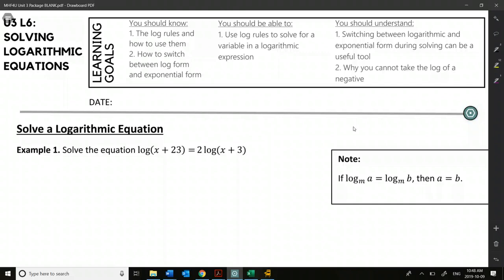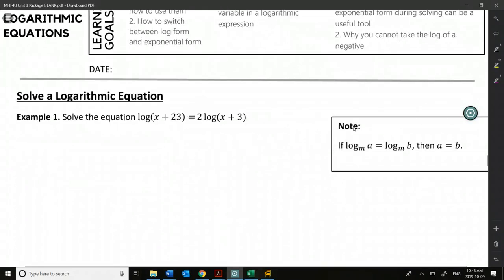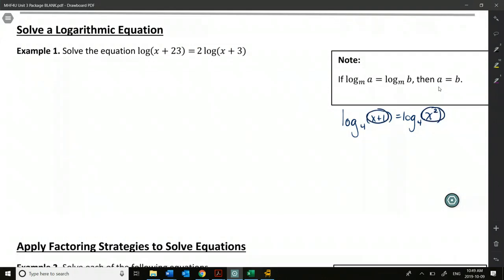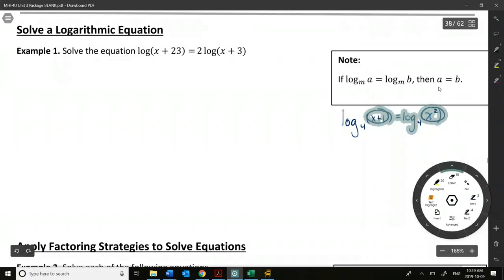Okay, so we're going to solve for variables inside logarithms. One little tool that you need is that if I'm working with logarithms with the same base that are set equal to one another, I know that the insides of those logarithms must be equal. So if I have log base 4 of x plus 1, let's say, equals log base 4 of maybe x squared, I know that x plus 1 and x squared must be equal. Because if the log base 4 of something is equal to the log base 4 of something else, I know that those insides are equal. Kind of like the exponents that we talked about. Okay, so that's kind of the idea.